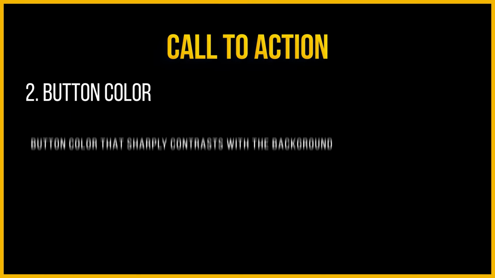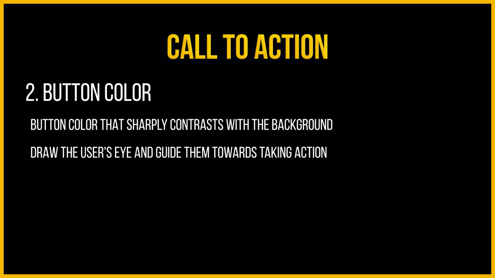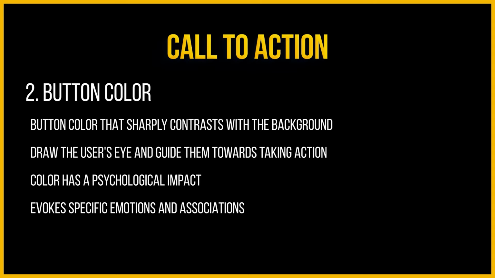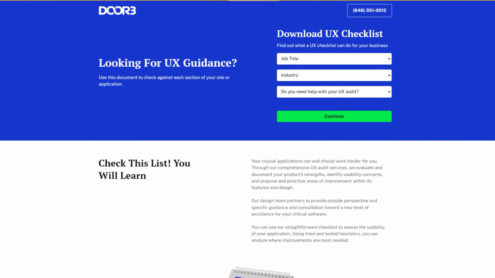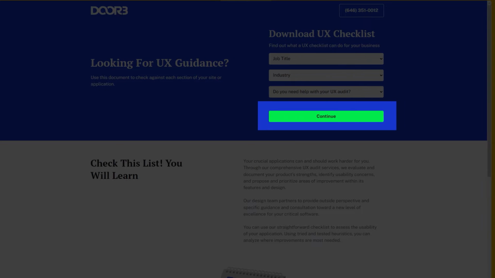Button color. By using a button color that sharply contrasts the background, you can draw the user's eye and guide them towards taking an action. Additionally, color has a psychological impact, evoking specific emotions and associations. This example is from Door 3. Here, the CTA is hard to ignore. Your eye is drawn to the neon green CTA button that stands out from the dark blue background.